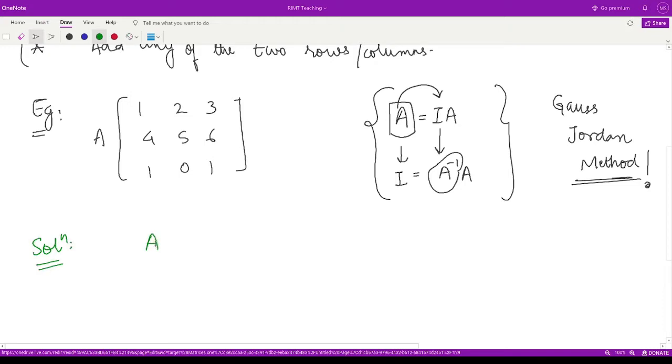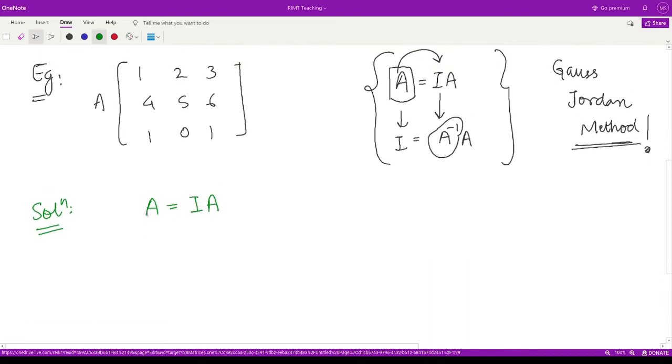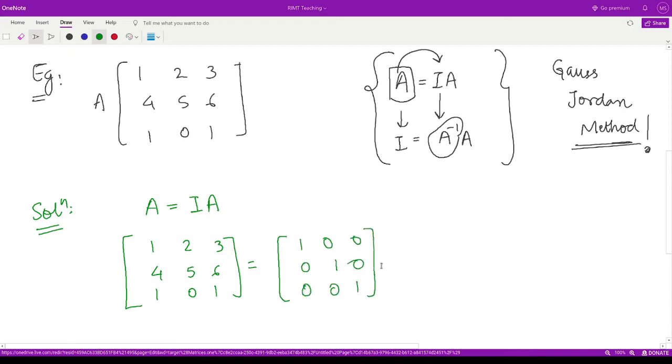So we can write any matrix A as identity matrix multiplied with matrix A. There is no issue in that. Now here in place of matrix A we can write our matrix 1, 2, 3, 4, 5, 6, and then 1, 0 and 1. And here we have the identity matrix of order 3, so 1, 0, 0, 0, 1, 0, 0, 0, 1. And then we can write the matrix A as such. No need to write the whole of this matrix again.